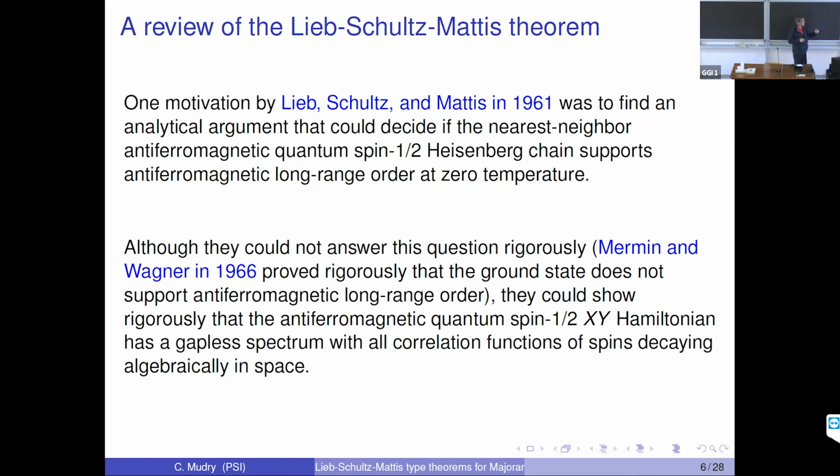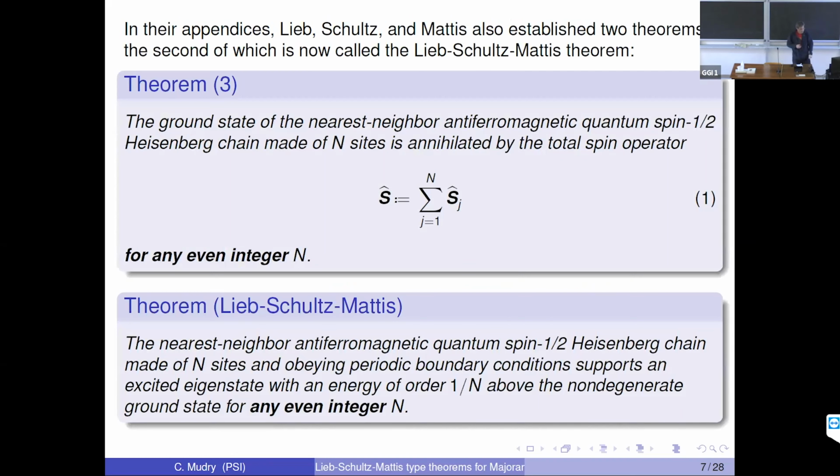They knew that it was impossible by 1966, but that was five years later. So they could not answer this question rigorously, but what they could show rigorously is that in the XY limit of the SU(2) symmetric chain that I'm considering now, you have a gapless spectrum with all correlation functions of spin decaying algebraically in space. That was the main result of their paper, but they had appendices, and their appendices contain some theorems, one of which is now called the Lieb-Schultz-Mattis theorem.